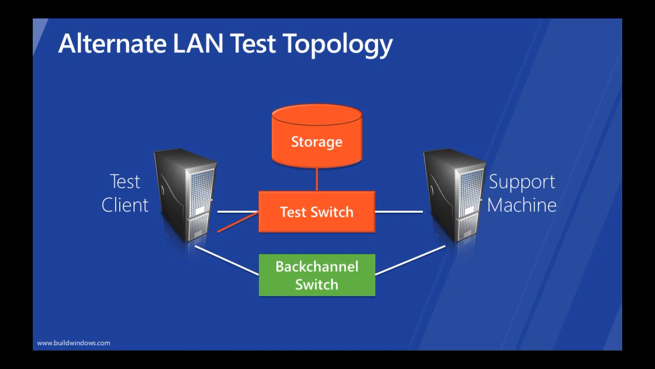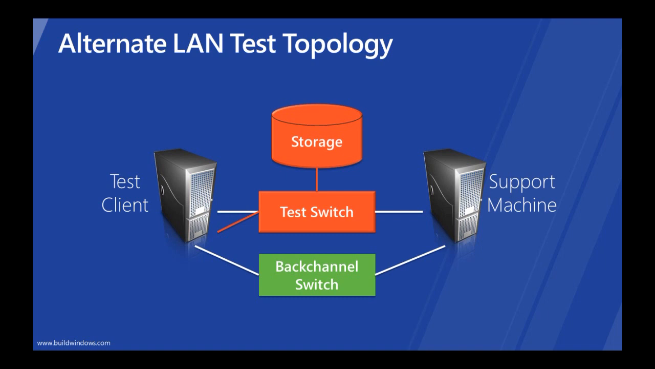Now, the first thing you'll notice is that there's another link from the test client to the test switch. We'll refer to this as the local support device. The local support device is only needed if you run TCP connection offload tests or chimney tests. If you don't support that feature, the local support device is not necessary.